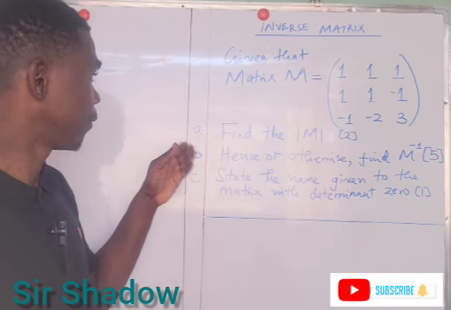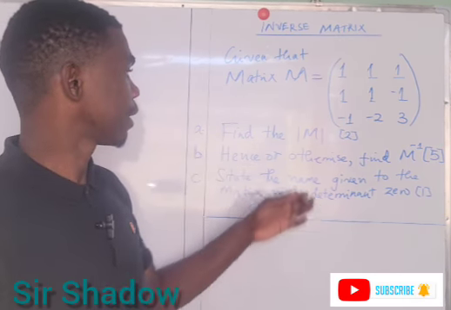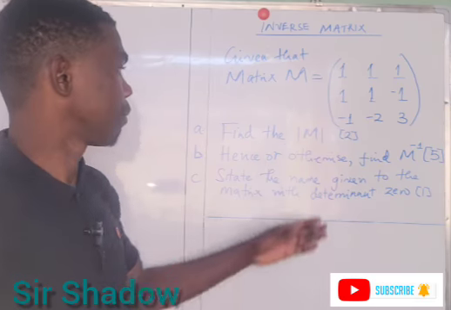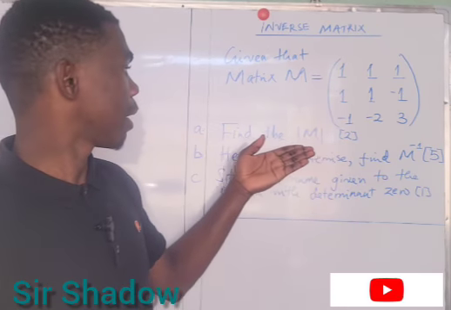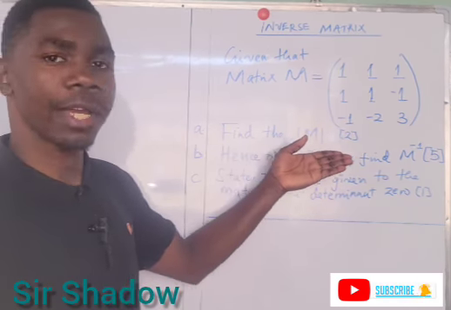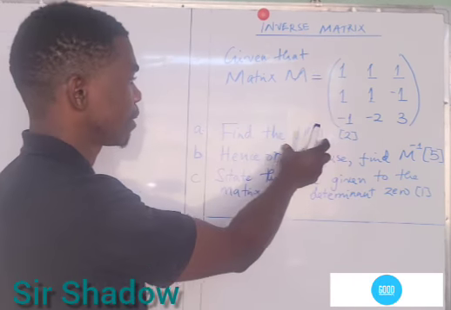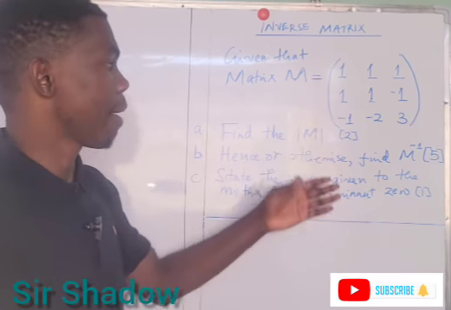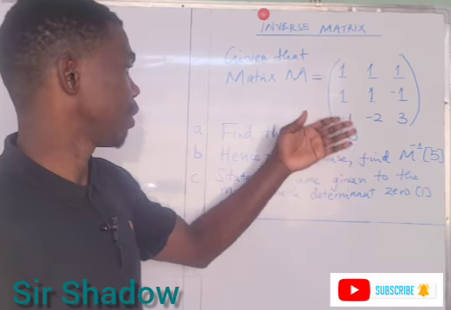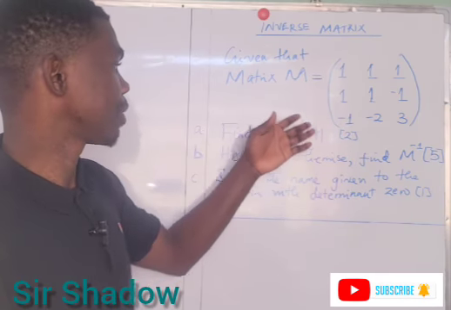Then first part A, find this symbol. This symbol means you have to find the determinant of matrix M. So this means determinant under matrix. So this means you have to find the determinant, right? Find the determinant of M.